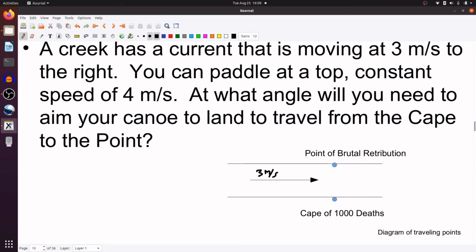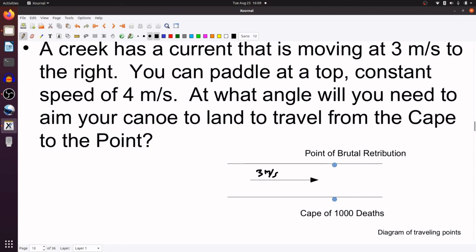Basically, we have the point of brutal retribution right here, and we want to get to the Cape of 1,000 Deaths. And so what we want is to go right across. Well, if this is a lake, we probably could do that, but we can't, because if I do that, then I'm just going to end up drifting off to the side, and I may end up at a cape with a much worse name than Cape of 1,000 Deaths, maybe Cape of 20,000 Deaths. In any case, we'd rather be at the Cape of 1,000 Deaths.